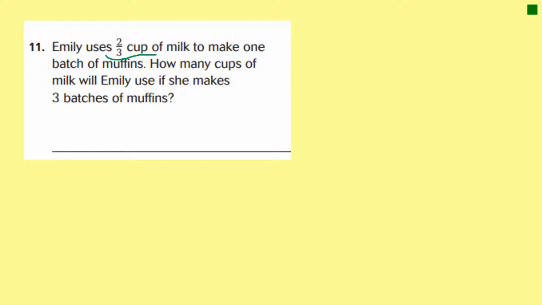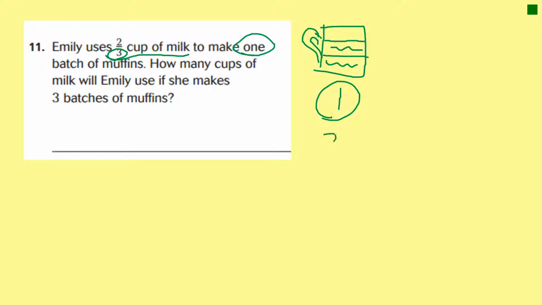Emily uses 2/3 cup of milk. So she had a cup of milk divided into 3 equal parts, right? She uses 1, 2. We'll put a little handle on it too, right? A cup of milk. Okay, so that's what she uses to make 1 batch of muffins. She uses 2/3. How many cups of milk will Emily use if she makes 3 batches of muffins? Well, let's see. That's for 1 batch. That's 2/3. Of course, then we have the second batch.